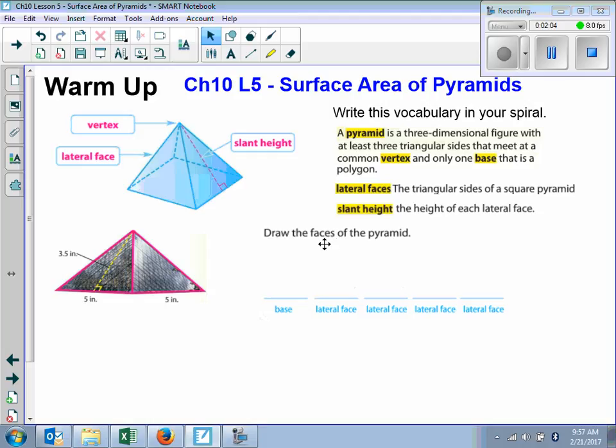So here we want to draw the faces of the pyramid, okay? So here we have this pyramid, and each one of those faces is a triangle, right? So each of the lateral faces are triangles. And they all pretty much look the same, right? And then the bottom, you see here, is going to be a square. Very good. And that's what it looks like.